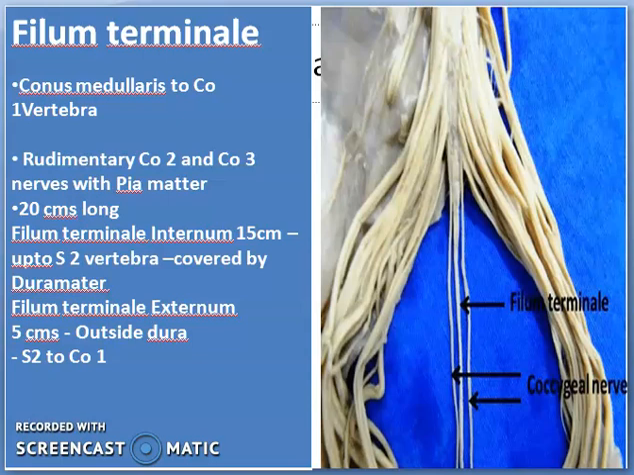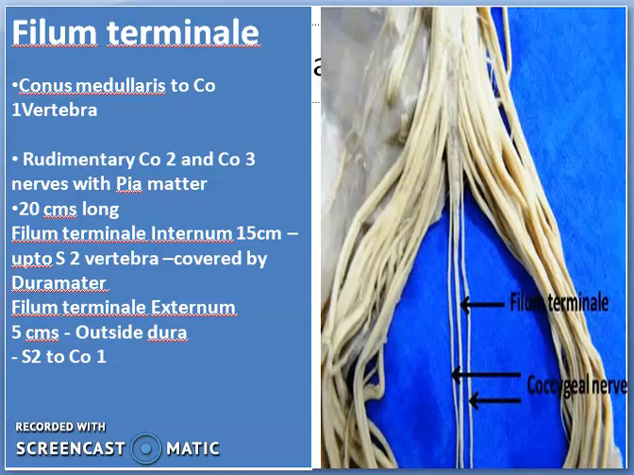Below the level of S2 to the first coccygeal segment, the filum terminale is outside the dura mater for about 5 centimeters, and it is called filum terminale externum.